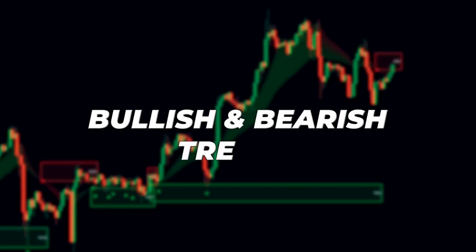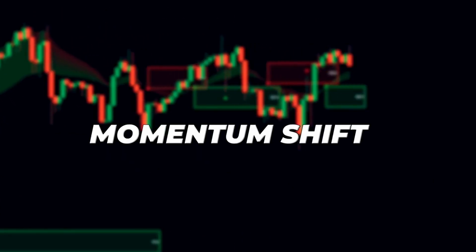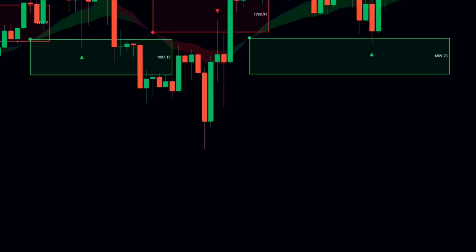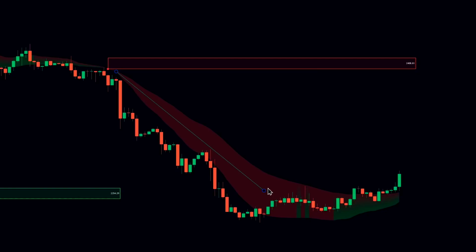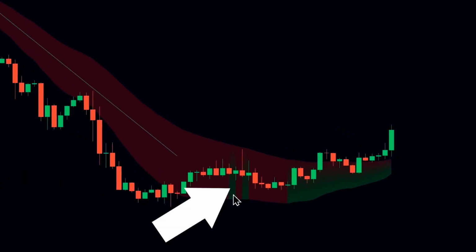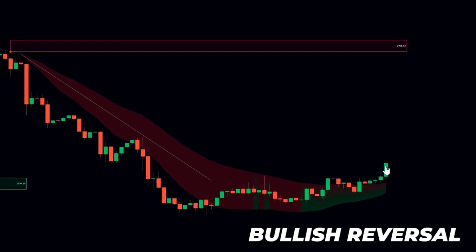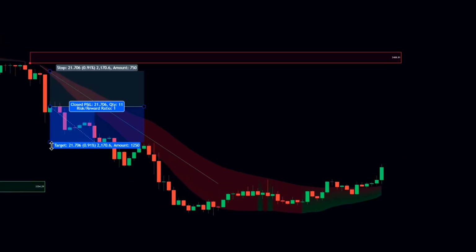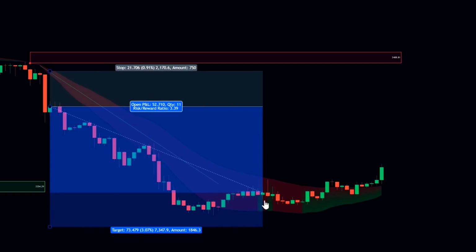Besides identifying bullish and bearish trends, this indicator can also help detect momentum shifts. Here's how to take a look at this smooth downtrend. Toward the end, the zero lag moving average rises, causing the cloud to turn green partially. This is an early signal of a potential bullish reversal if you were trading the bearish momentum. Spotting this green color might prompt you to exit any short positions.